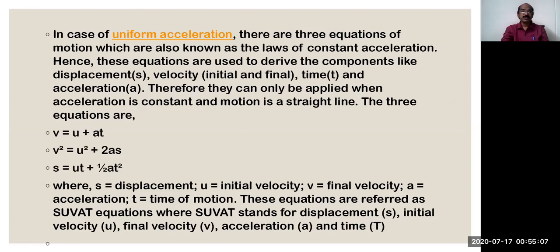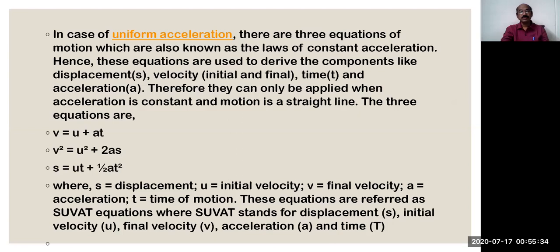Another equation also for final velocity is v square equal to u square plus 2as. If we know the value of initial velocity u, acceleration produced in the body a, and distance traveled by the body s, then we use this equation for determining the final velocity v, that is equal to the square root of u square plus 2as.